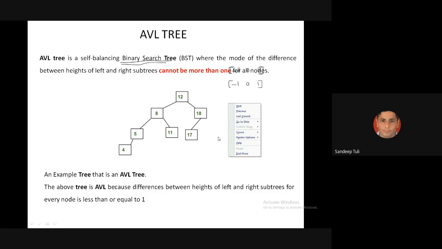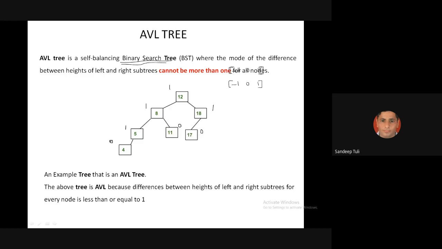Now this is an example of an AVL tree. Now calculate the balance factor of 4, fast. 0. Very good. Balance factor of 5: 1. 11: 0. 17: 0. 8: 2, 1, 1. For 18: 1. For 12: 0, 1.